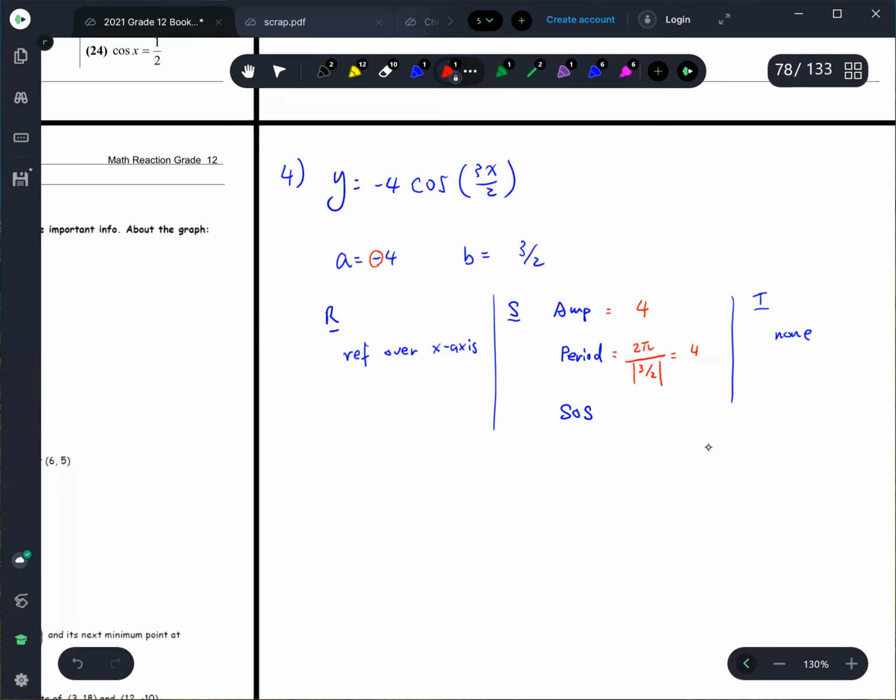Yeah, so 4. Wait, Jason, how did you get the 2 though? The 2 pi. Where did you get the 2 pi from? 2 pi is the original period for the basic graph. Oh, okay. It's always 2 pi. So this is like a formula. Whenever you want to get a period, it's always 2 pi divided by b.